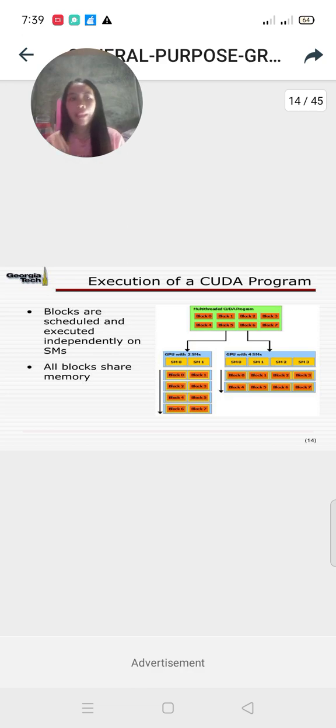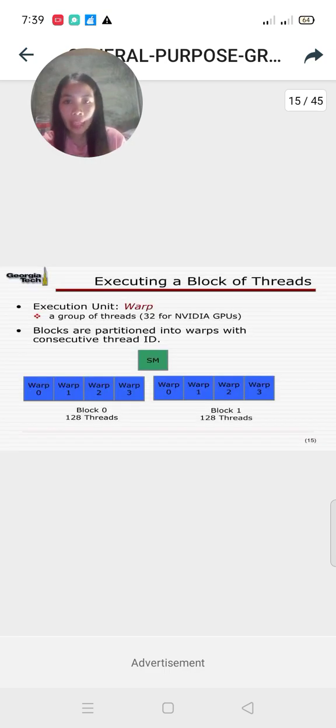A thread is the unit of execution within a process. A process can have anywhere from one thread to many. So that's executing a block of threads. Next is warp execution. A warp executes one common instruction at a time. Threads in a warp are mapped to CUDA cores. Warps are switched and executed on an SM.